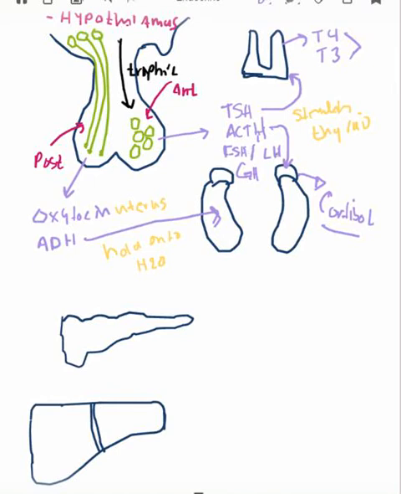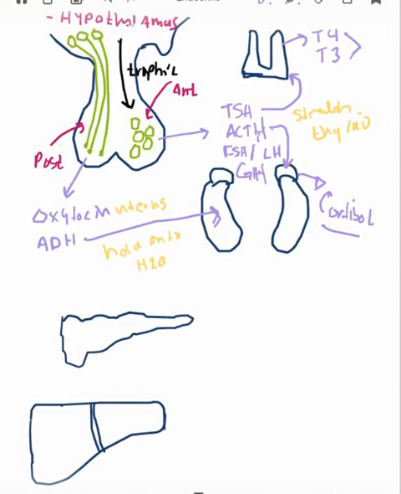FSH and LH are secreted, and they act upon the sex organs, and they are involved in the development of sexual characteristics, sexual maturation, and so on. And then growth hormone, or GH, is just that. It's involved in overall growth and development.